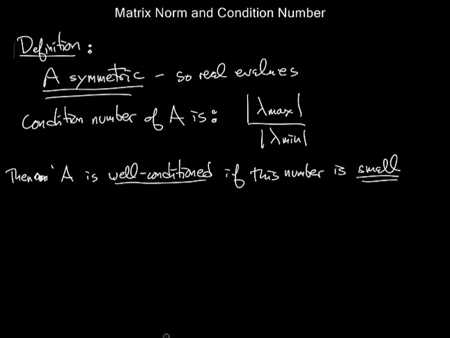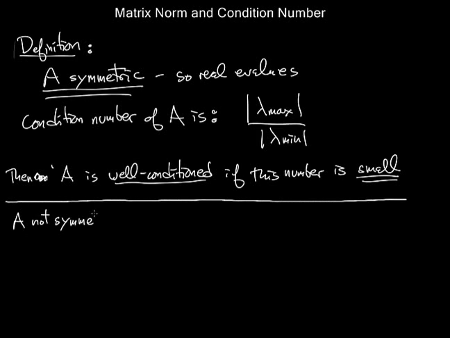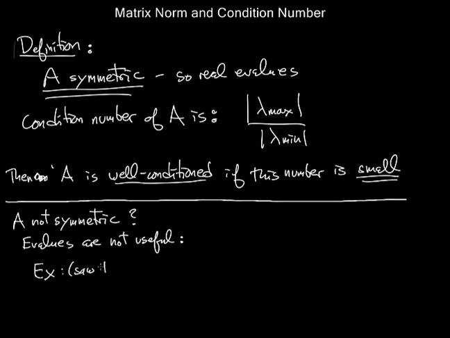Okay, so that's a good notion of a good matrix when A is symmetric: the condition number being small. What if A is not symmetric? Well, then its eigenvalues aren't necessarily real, but in any event, the eigenvalues aren't particularly useful in this situation. Let's look at an example. This is something we looked at earlier in a slightly different setting.